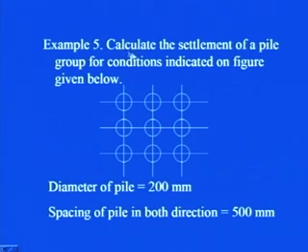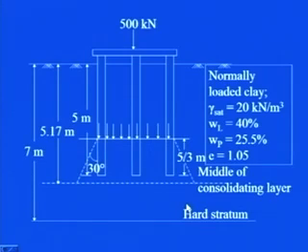So you see here what exactly the statement is: calculate the settlement of a pile group for conditions indicated on the figure given below, where 9 piles are placed in a square pattern. Diameter of pile is 200 millimeter. Spacing of pile in both directions is 500 millimeter. Please mind that this is not to scale, so it's just a representative sketch that I am giving you. The spacing, from here to here, is 500 mm, and in this direction also it is 500 mm. However, the diameter of this pile is 200 mm.